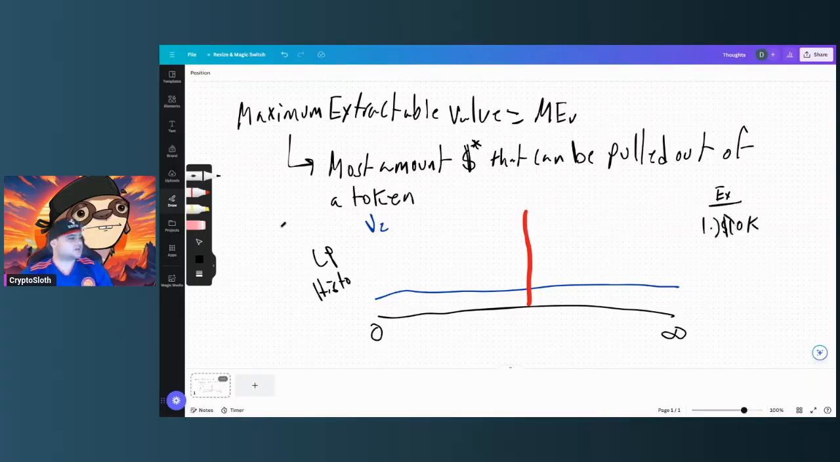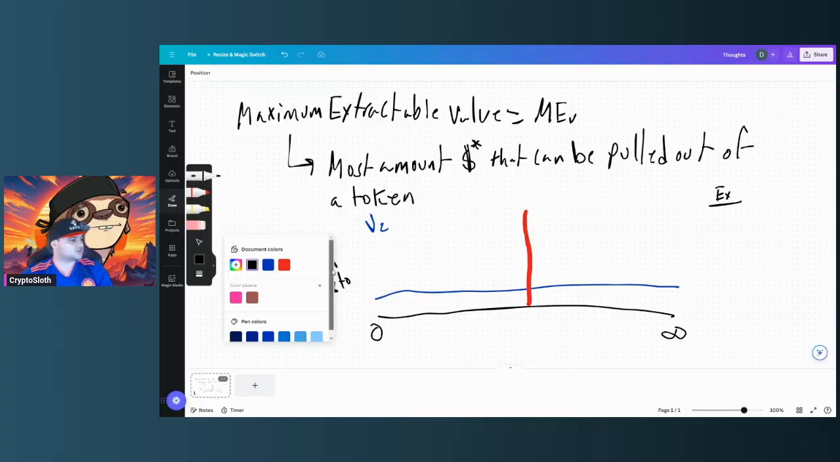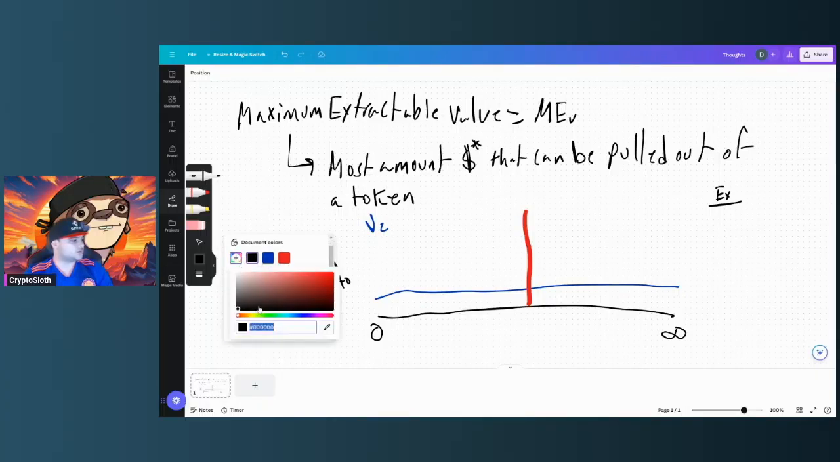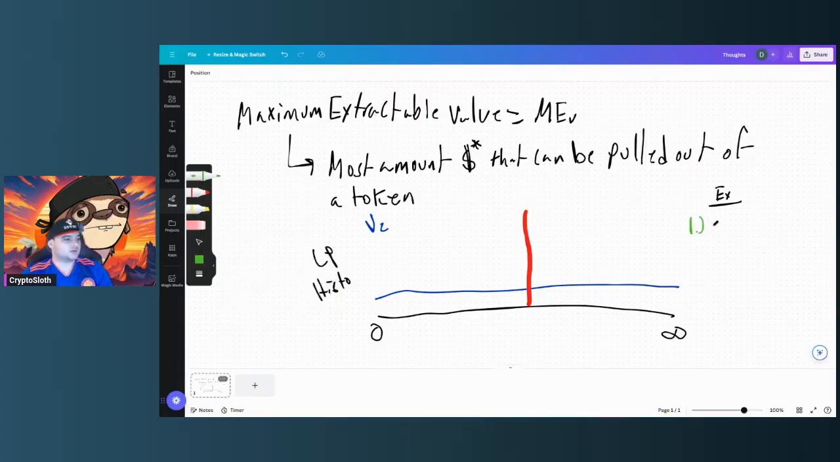That means, and actually, you know what? I'm going to change this color to help us differentiate things. I'm going to make this one green, I think, if I can. Let's go here. Perfect. All right. So example number 1 is we have $10,000 of liquidity in the pool. So what that means is, and let's just say this is token X versus token.